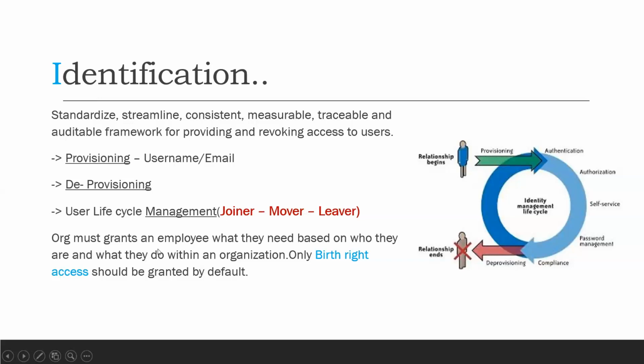So the organization must grant an employee what they need based on who they are and what they do. Based on the role, your access should be provisioned in those resources, and only birthright access should be granted by default. Birthright access is like when you are born, you get Indian citizenship and fundamental rights. Those are with everyone. So when you join the organization, you get only, let's say, mail access and an ID card. Those are the birthright. If you need any additional access, you raise a request and it is granted.